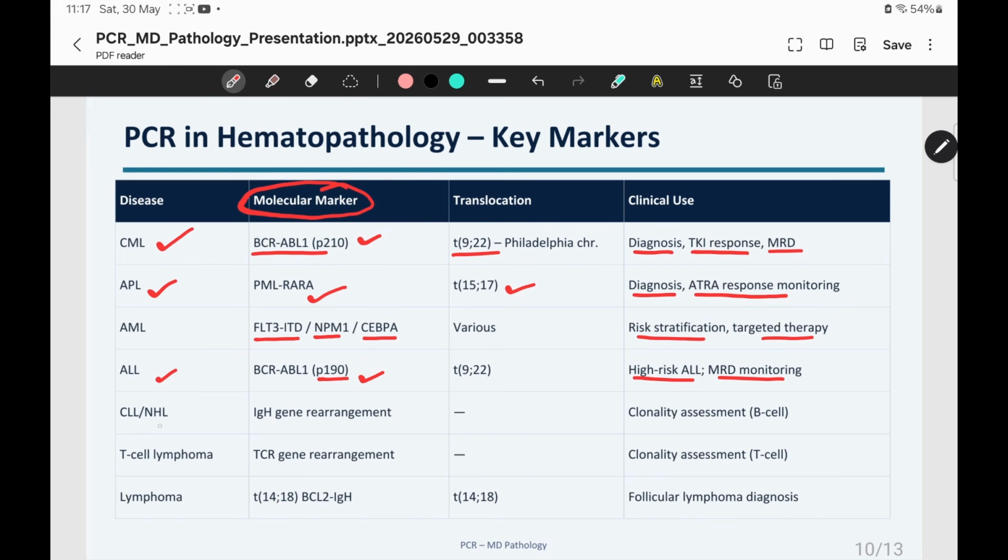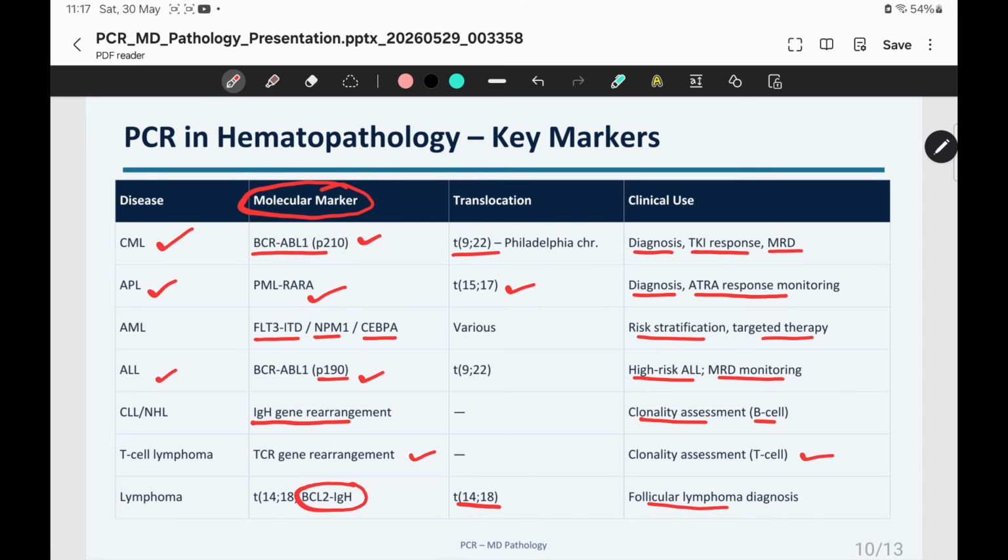It also helps in CLL or NHL, non-Hodgkin's lymphoma, by detecting IGH gene rearrangement because it helps in the assessment of clonality of B cell. In T cell lymphoma, TCR gene rearrangement is detected and it gives a clue about the clonality, that is T cell clonality. In certain lymphomas, mainly in follicular lymphoma diagnosis, we detect BCL2 IGH fusion, and we know that it is translocation T1418.